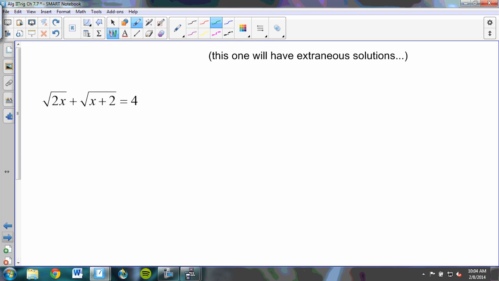This is the one that's really so bad. This is quite a bit. I'm going to subtract the square root of x plus 2 from both sides.